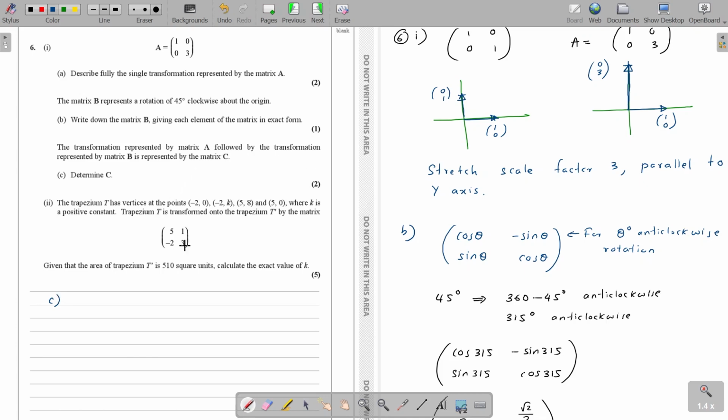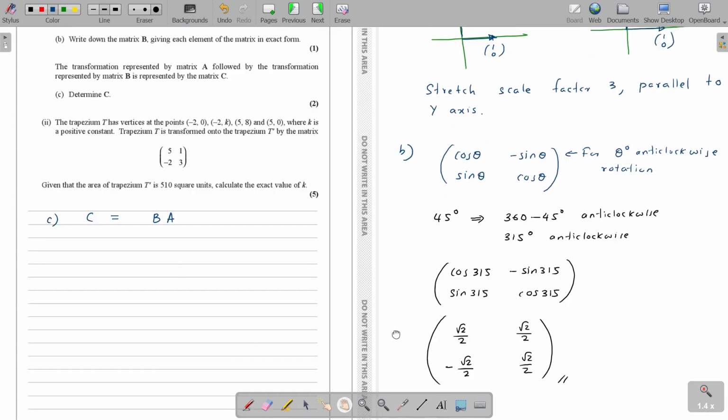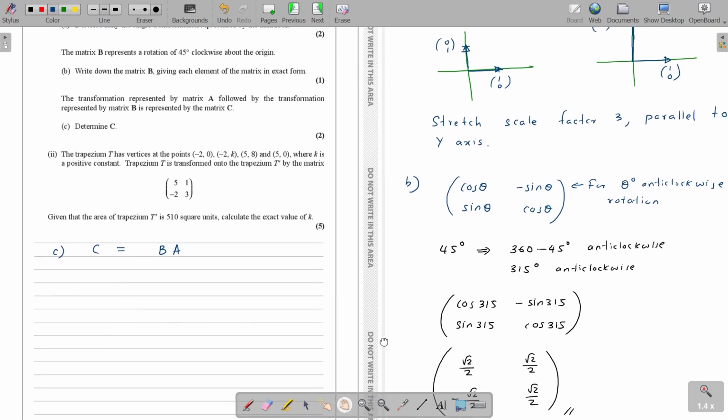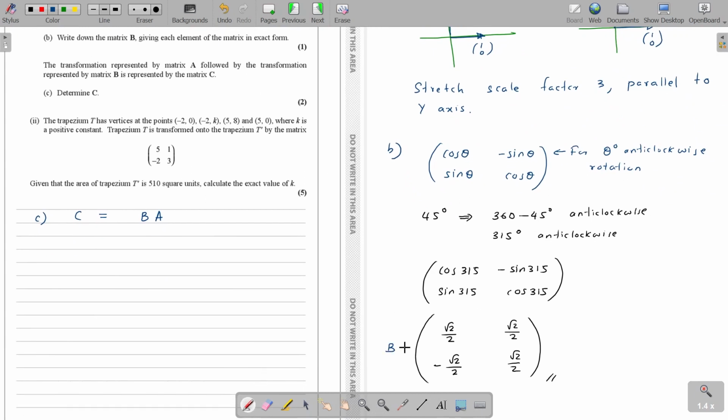Matrix A followed by B: the B is written to the left side. Do you remember? So matrix A followed by B, B is written to the left of it. So BA. Okay, so they have told you to determine C. Matrix B we found, right? Write down matrix B. This is what we got in part B.